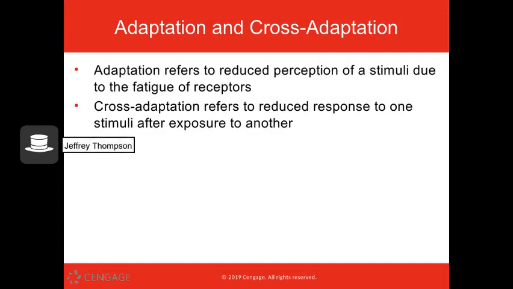When we talk about senses, we should talk about adaptation and cross adaptation. Adaptation refers to reduced perception of a stimulus due to the fatigue of receptors. Cross adaptation refers to reduced response to one stimulus after exposure to another.